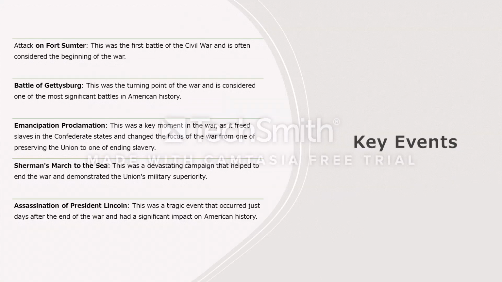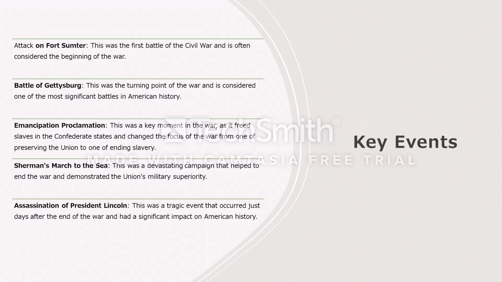Now, the next thing is to know what the key events were. Okay, we had the attack on Fort Sumter, which was the first battle of the Civil War and is often considered the beginning of the war. The Battle of Gettysburg, because this was a turning point of the war, considered one of the most significant battles in American history. The Emancipation Proclamation was a key moment of the war as it freed the slaves in the Confederacy, which means the South, and changed the focus of the war from preserving the Union to ending slavery. And then we have Sherman's March to the Sea, a devastating campaign that helped to end the war and demonstrated the Union's military superiority.